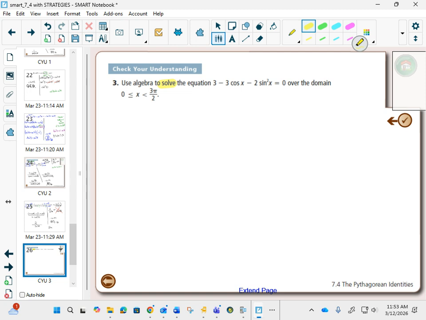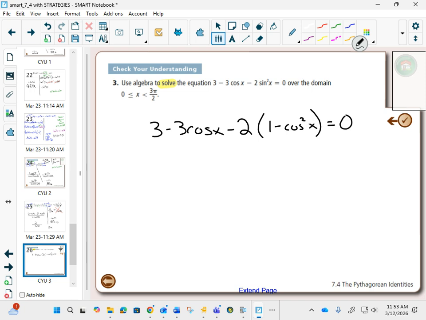This is a solved question. It doesn't say prove. So you can use all of your algebra to solve things. What can we do here? Well, I see it's an equation. I see a sine squared. I see a cos. I can't solve when I have two different trig functions, but I can use my big idea from chapter 6, which is an identity. I can replace the sine squared with 1 minus cos squared x.